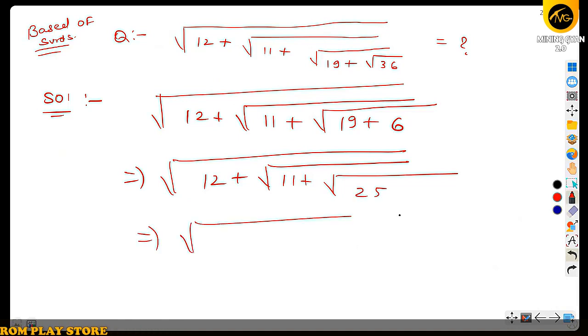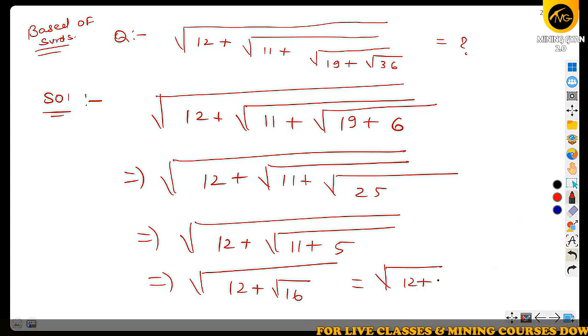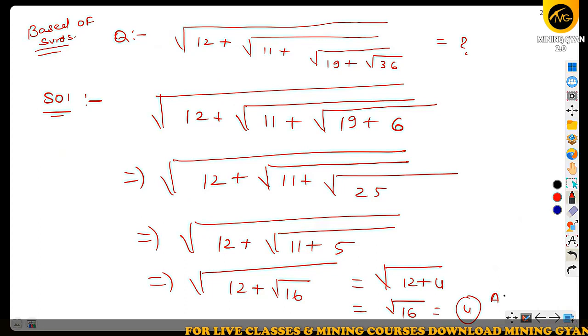Now in the next step, 12 plus under root 11 plus, what is root over 25? Root 25 is equal to 5. Now again, 11 plus 5 is equal to 16, that means root 16. In the next step, 12 plus, what is root 16? Root 16 is 4. So the answer is 4. So 4 is the correct answer.